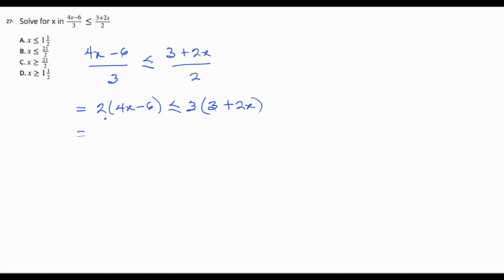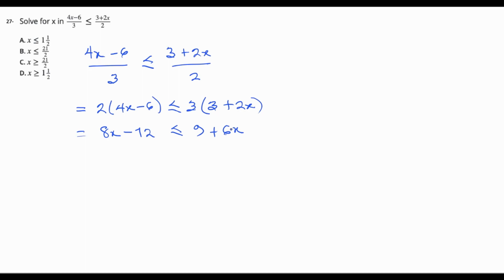So our equation becomes 2 times 4x is 8x, 2 times minus 6 is minus 12, less than or equal to 3 times 3 is 9, and 3 times 2x is equal to plus 6x. Now we can solve our equation. Remember that the only time our inequality changes is if we divide or multiply both sides by a negative number. Otherwise, our inequality remains the same. So let's go ahead. First things first, let's collect like terms.